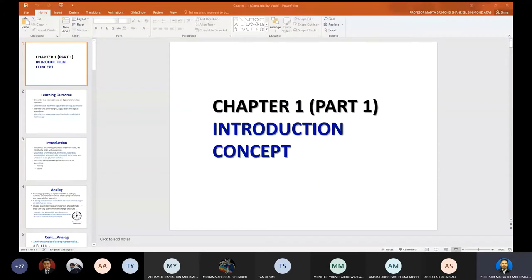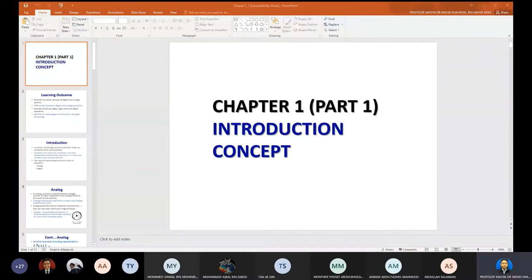So this is chapter 1, the introduction concept. As I mentioned, the introduction concept is just the fundamentals of what digital is and what analog is. Before we go to digital, we have to know what analog is. And then what the advantages of digital are, what the applications of digital are, the types of digital and so on. This will be covered in the introduction concept.